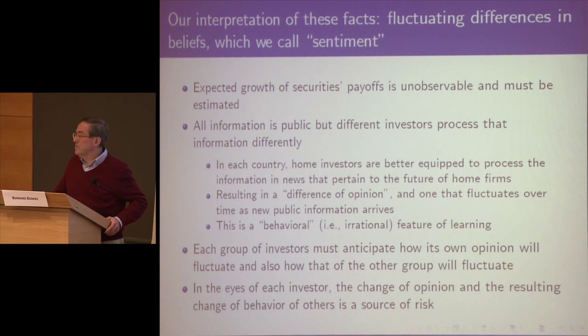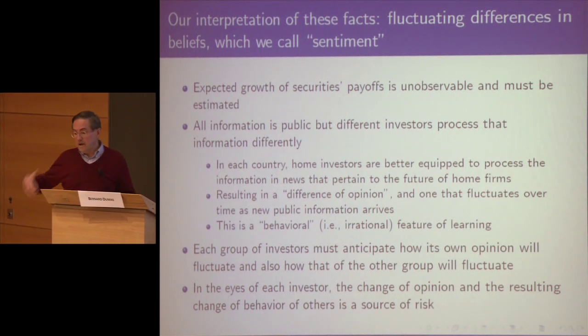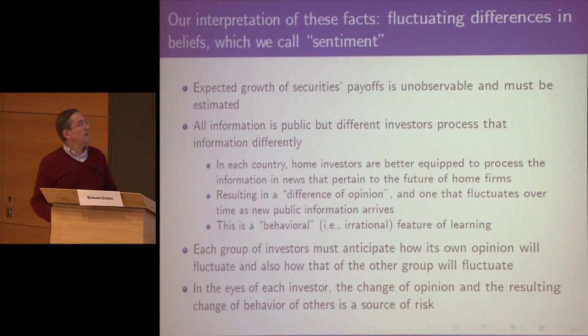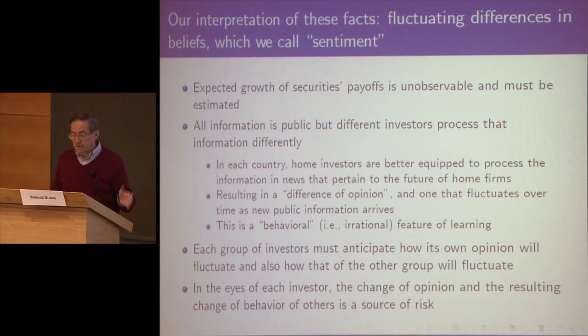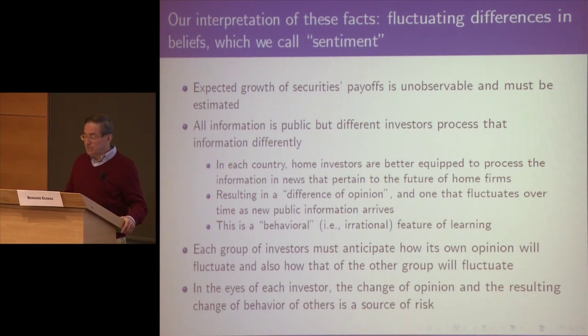So they interpret, or do not understand, or whatever you want to call it, the signals that are relevant for the forecast of the future growth of the foreign payoffs. And so each group of investors must anticipate how its own opinion will fluctuate, and also how that of the other group will fluctuate. And in the eyes of each investor, the change of opinion and the resulting change of behavior of others is a source of risk, a new dimension of risk.